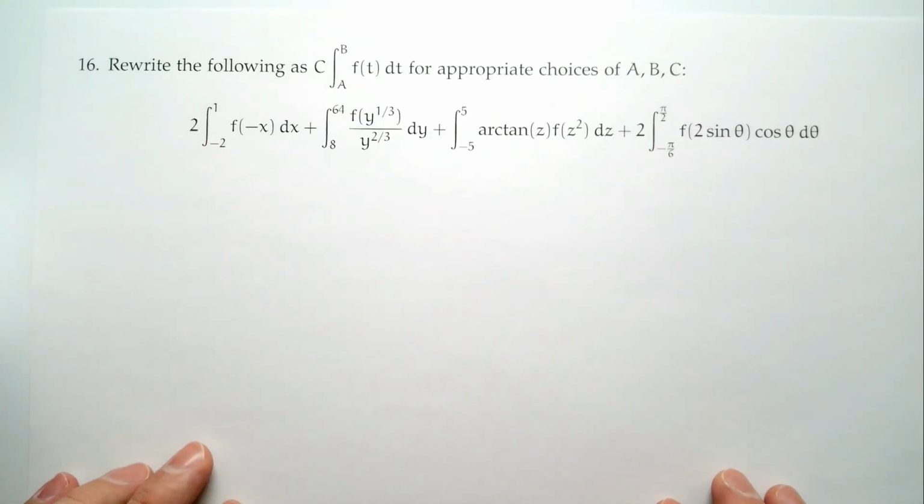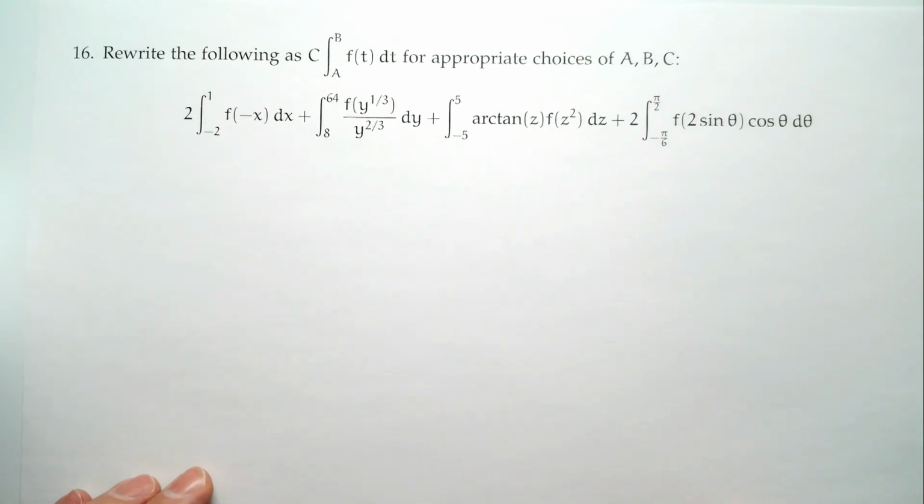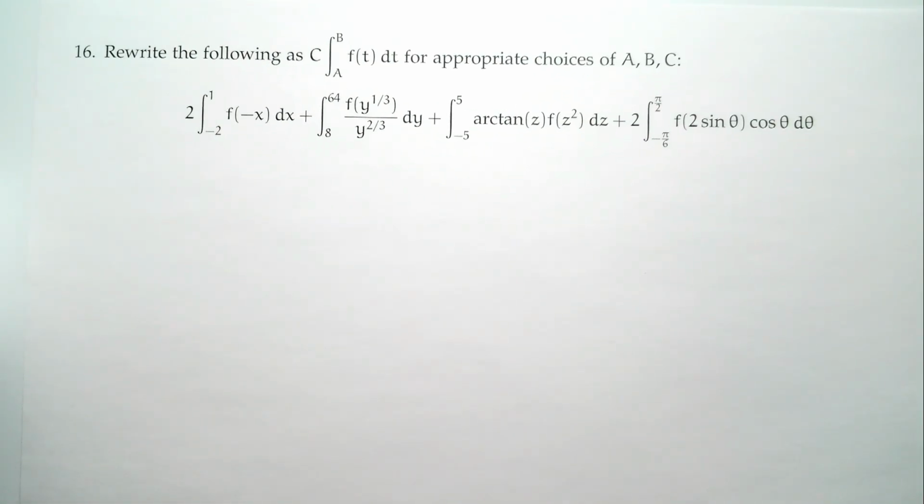Number 16. We're getting closer to the end. The end is near. Rewrite the following as some number c times the integral from some number a to some number b of f of t dt for appropriate choices of a, b, and c.